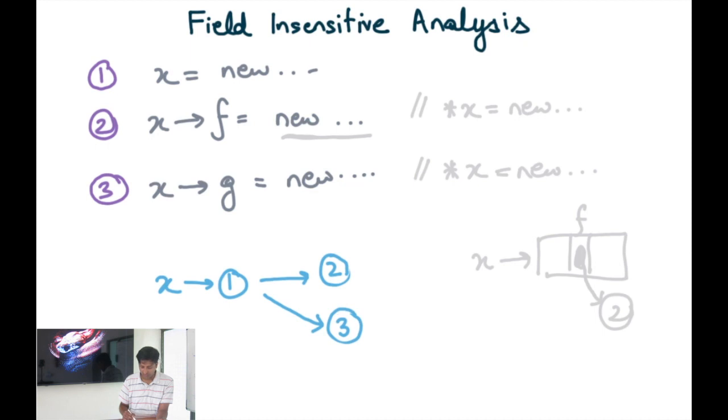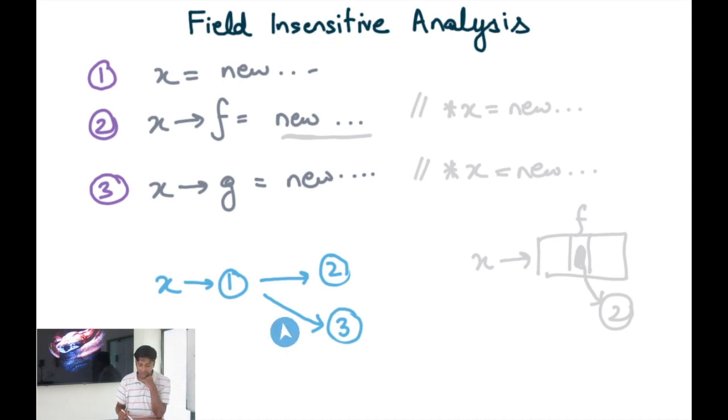So x points to 1, which is the object allocated at site 1, and that may point to objects allocated at site 2 or objects allocated at site 3. Okay, so this is the points-to graph if we use a field insensitive analysis.